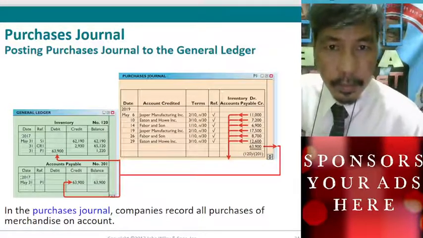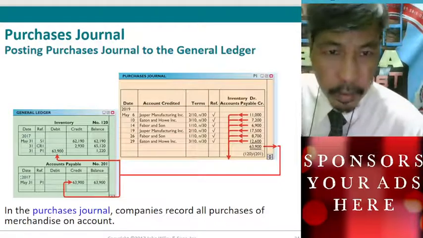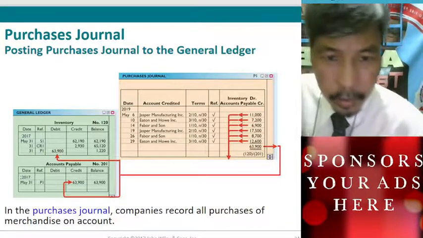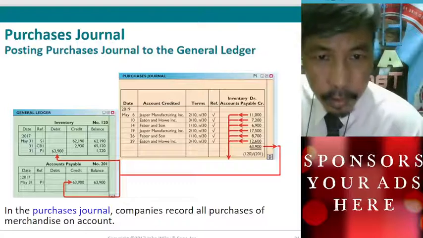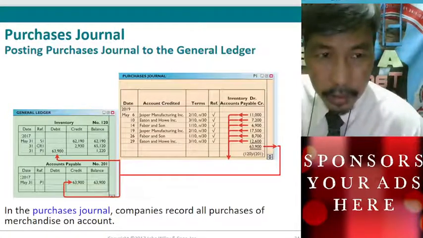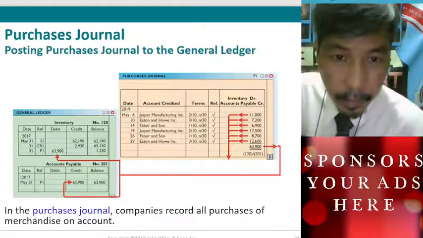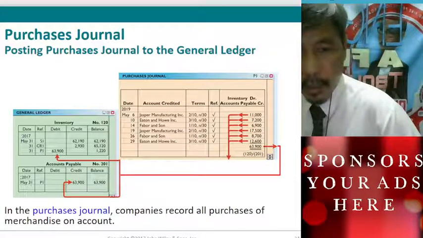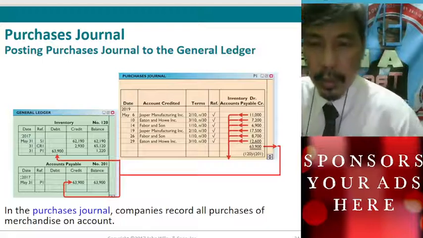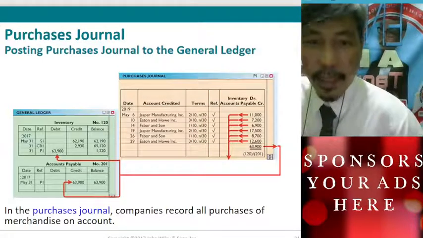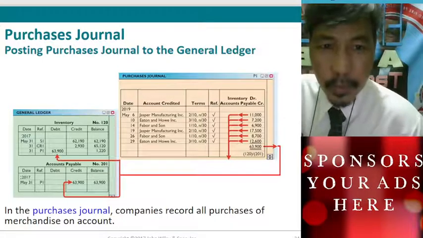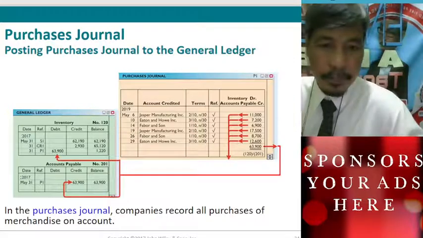Posting, how to post it. So we have the journal. From the journal, we have to post. So 63,900. In the general ledger, we have inventory 63,000 and accounts payable 63,000, the total. So because we have a special purchases journal.